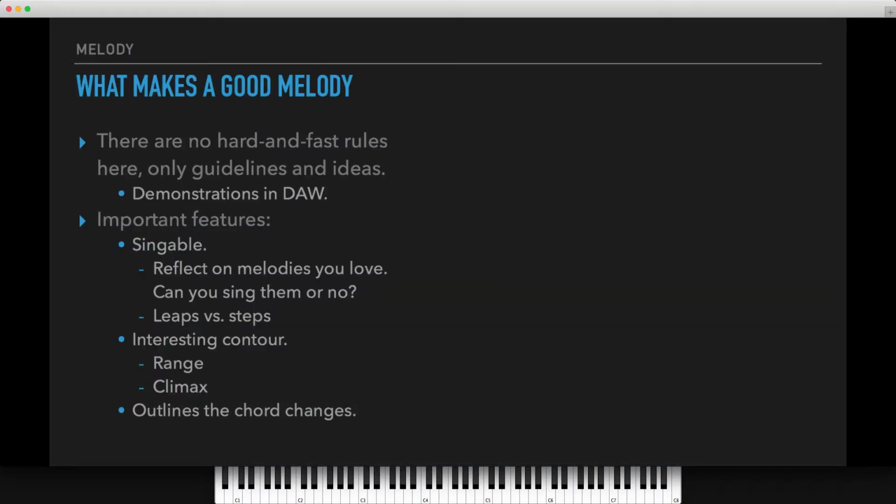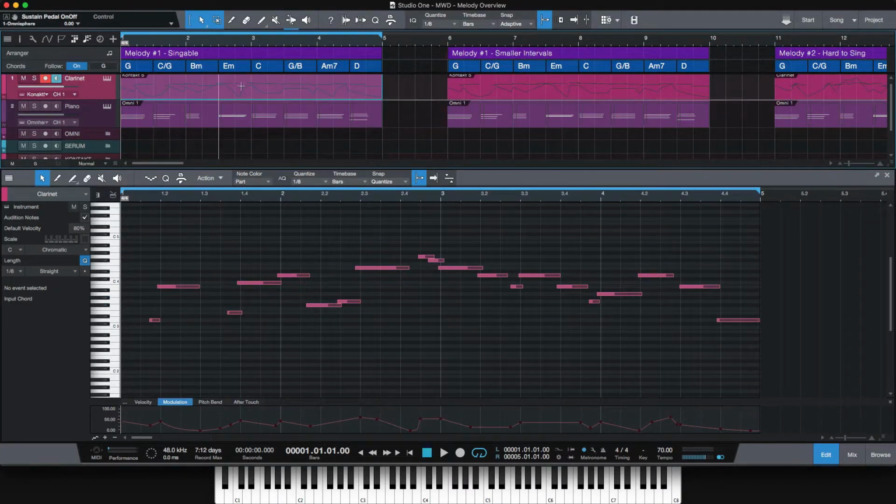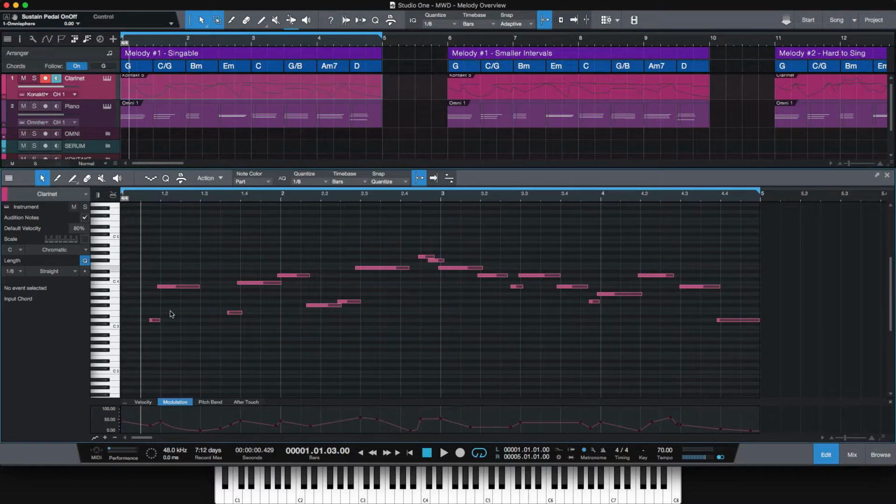And then another thing is outlining chord changes. Actually, before I get into this, I want to just reflect on this a little bit more. So here we've got this singable melody. Now, as I mentioned, leaps are hard to sing. If you tried to sing this, that's quite a large jump. Those are both sixth intervals. It's definitely singable, no doubt, and it's quite pretty.